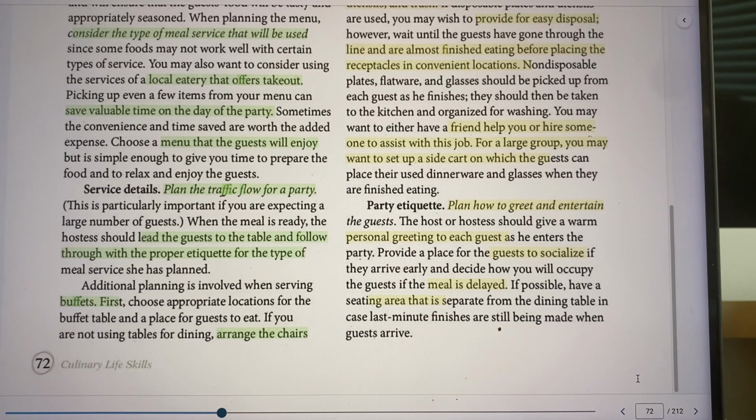So if the meal is delayed, let's occupy the guests. You know, we're going to have some conversation or have something for them to do at a party. Have a seating area that's separate from the dining table if you can.